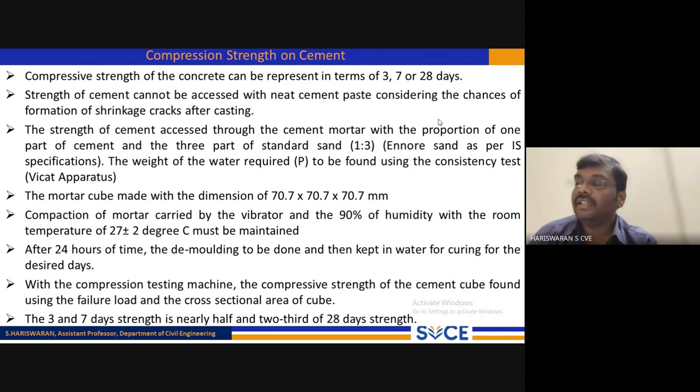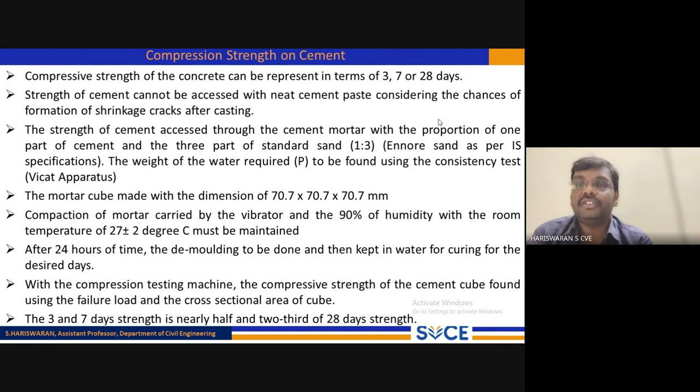Then the 3 day and the 7 day strength are nearly half and 2/3 of the 28 day strength. So if I take a cube after 3 days of curing and test it in a laboratory, and I get the value X, I can forecast that on the 28th day, I will get 2 times X. Or if I get the X value on the 28th day, then on the 3rd day, I will get X by 2. Instead of going for a 3 day test, if I take the 7 day cured cement cube, I will get 2/3 of the final strength.